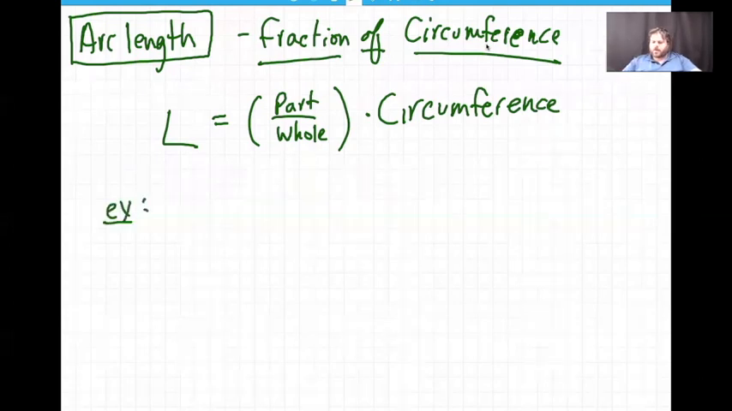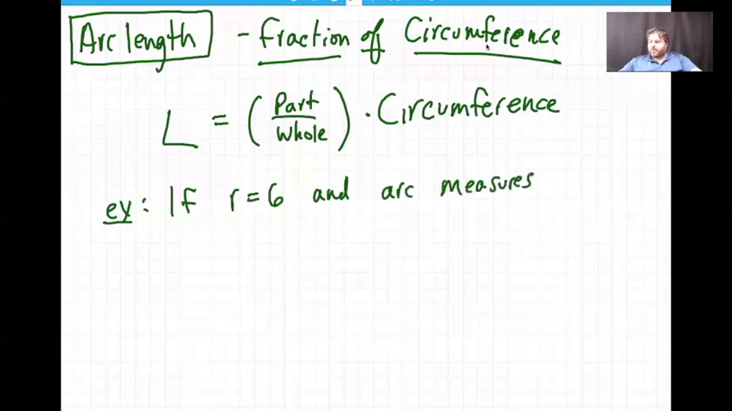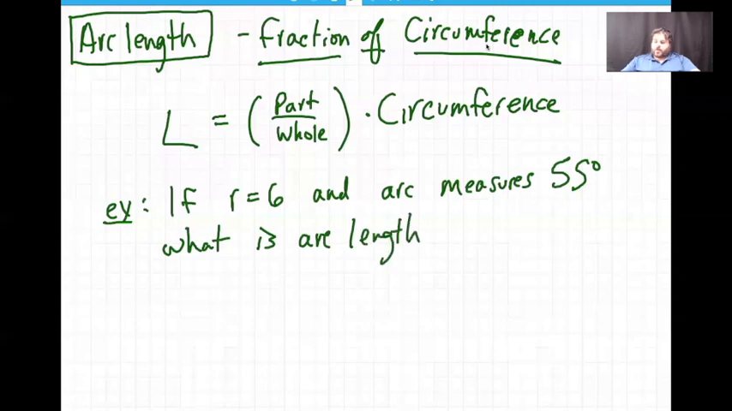Now let's look at an example because this could be kind of weird to think about. Just by looking at this formula, it might not be obvious. All right, so let's say the radius is equal to 6 and the arc measures 55 degrees. That means the central angle is 55, and so we define that arc measure to be 55 degrees. The question is, what is the arc length? So we're going to use our formula. The arc length is equal to the fraction of the circumference.